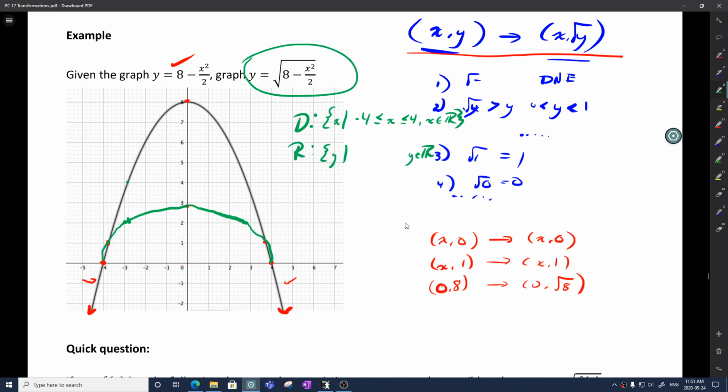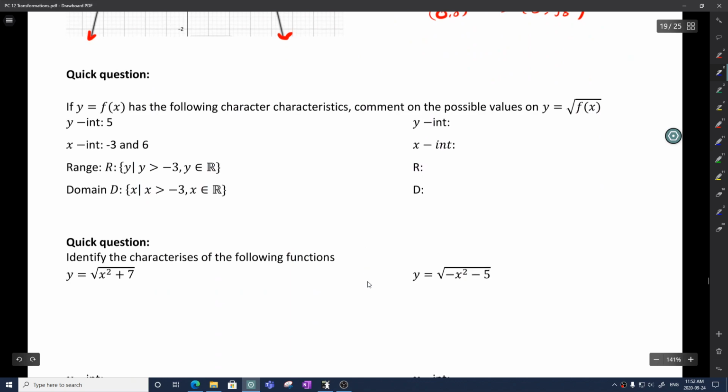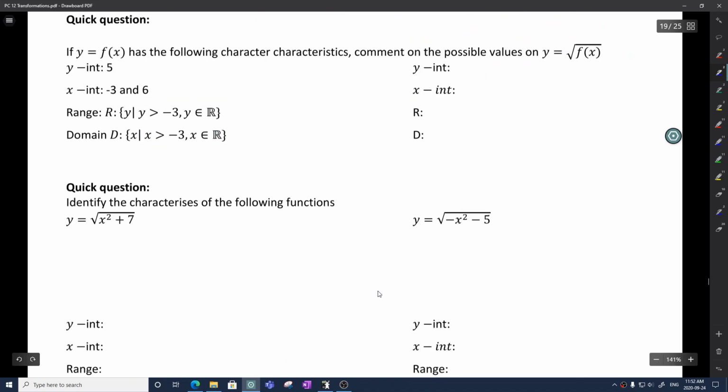My range, now I'm going to take a look. It goes from 0 all the way up to this point here. Now this point is, I'm just going to write in a different color, the square root of 8. Yuck. Anyways, let's just do some quick questions. Let's see if you understand this.